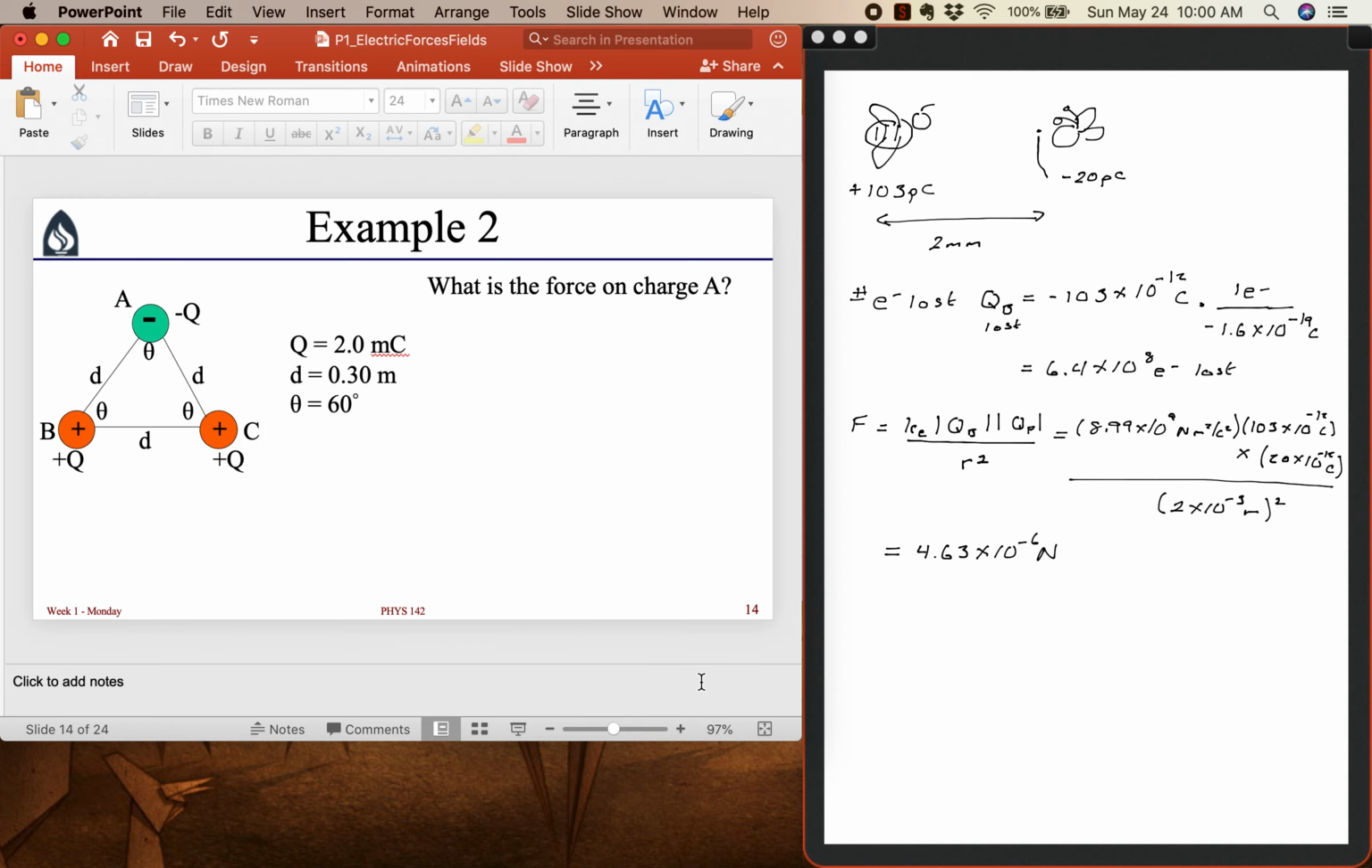So next, let's consider this problem. We want to know what is the force on charge A. So we can see that we have 3 charges, and both charge B and charge C will be exerting a force on charge A.